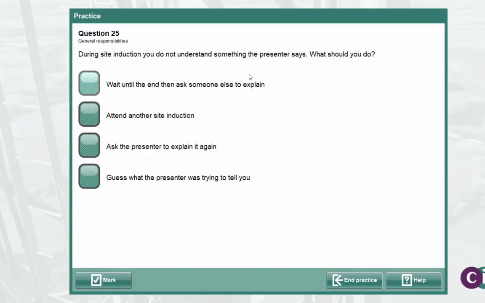During site induction, you do not understand something the presenter says. What should you do? Wait until the end, then ask someone else to explain. Attend another site induction. Ask the presenter to explain it again. Guess what the presenter was trying to tell you.